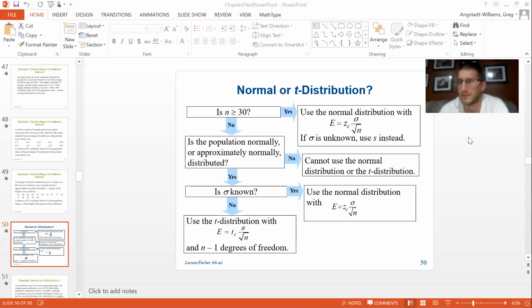Two of the four go to Z, one of the four goes to T, and one of the four goes to not possible. So if N is greater than 30, Z. If it's less than 30, but you know sigma and it's normally distributed, still Z. If it's normally distributed, less than 30, and you don't know sigma, then you have to use T, right? So hopefully this helps. The problems you're going to do today, you're just going back and forth. Is it Z or is it T?